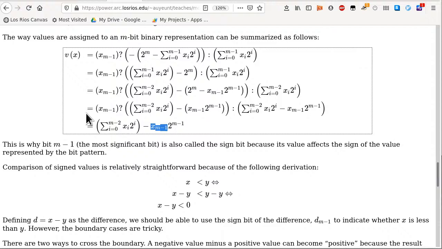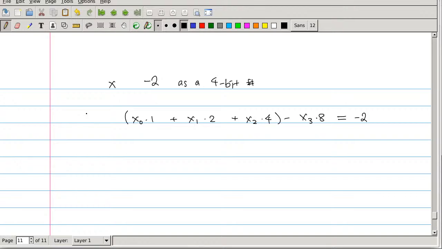And v of x in this case is -2, because that's the value that we want to represent. So we're good. Okay, Richard says it's good. What about the rest of the class? Does anyone need more time? Good so far. Okay, thank you for the confirmation.